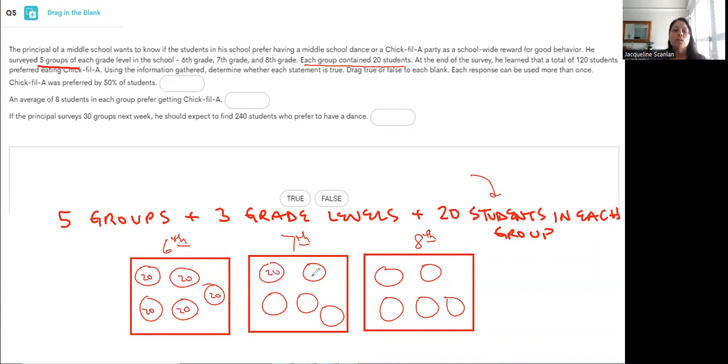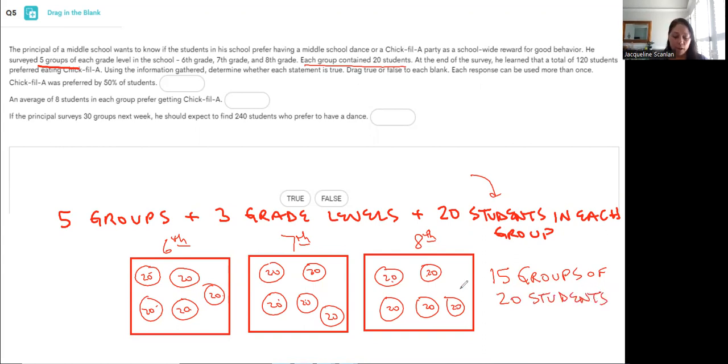So I could do this through all the circles and get a total number of kiddos that were surveyed. There's a faster way of doing this. This is called repeated addition, right? If I add 20 plus 20 plus 20 all these times. A faster way to do this is to count out how many circles have 20 in it. So I've got 1, 2, 3, 4, 5, 6, 7, 8, 9, 10, 11, 12, 13, 14, 15. I've got 15 groups of 20 students.